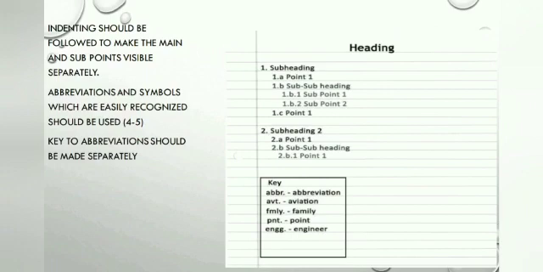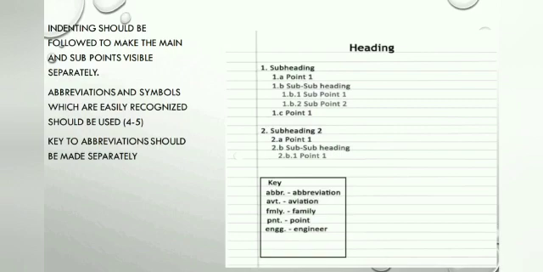Students, indenting should be followed to make the main points and sub points visible separately. Here you can see in the image how indenting is done. When you write the main point and when you write the sub points, they should not be written directly below the main point. Abbreviation and symbols which are easily recognized should be used.